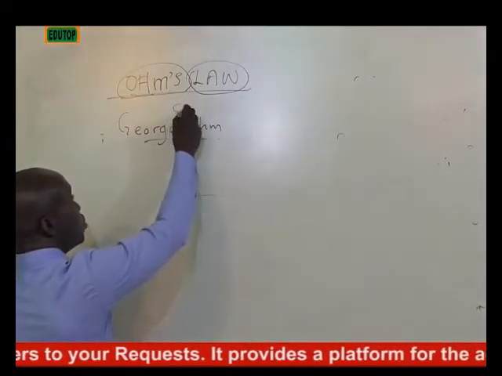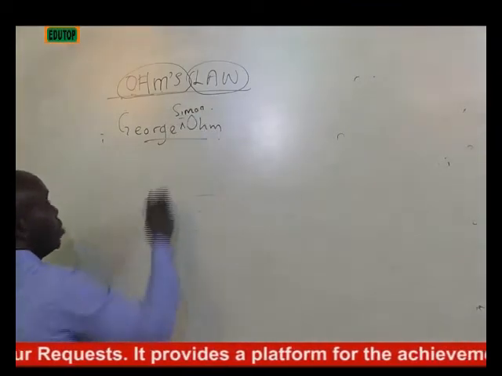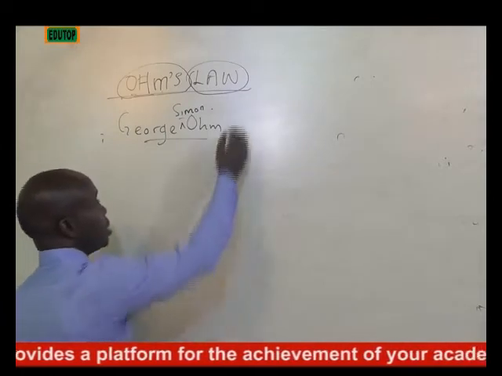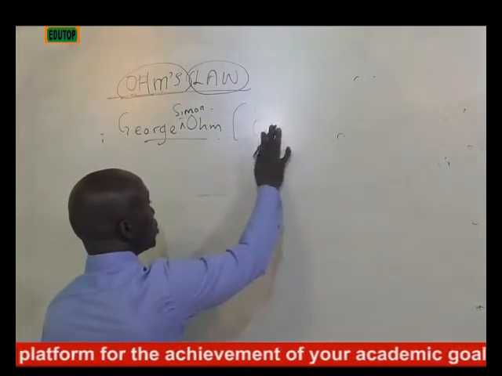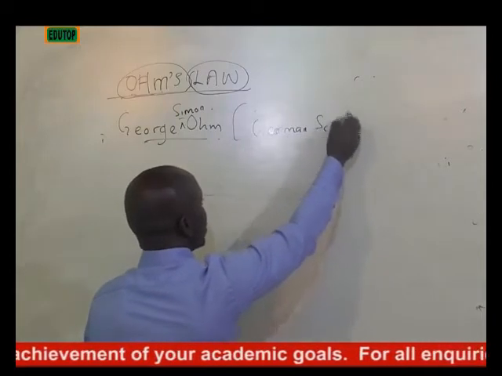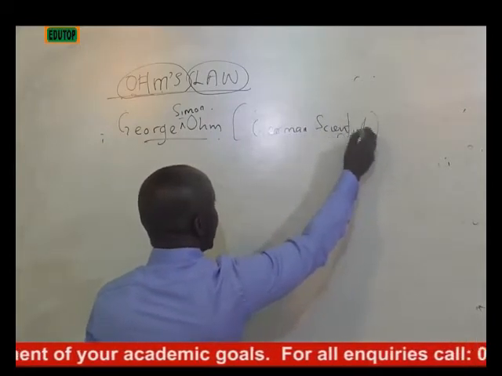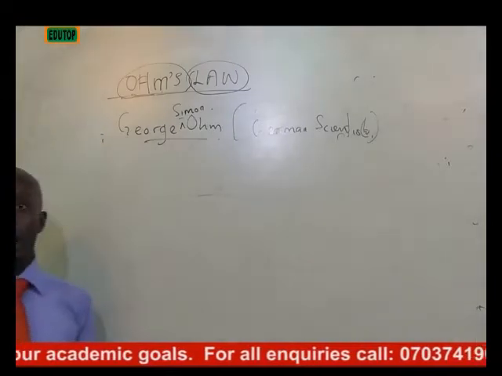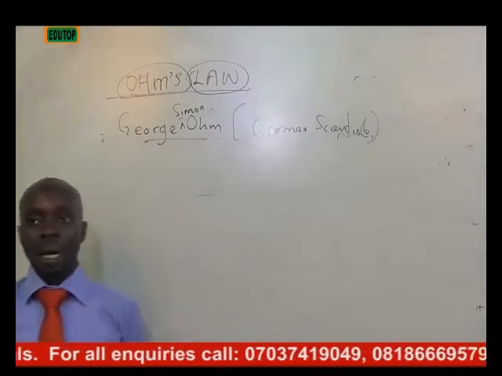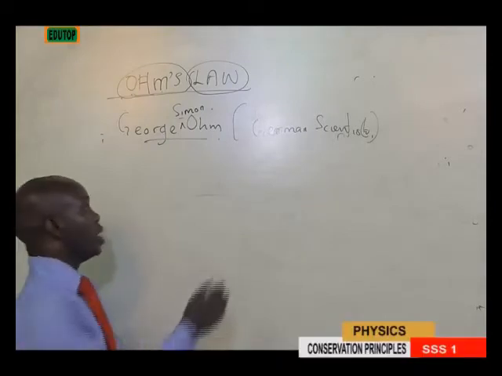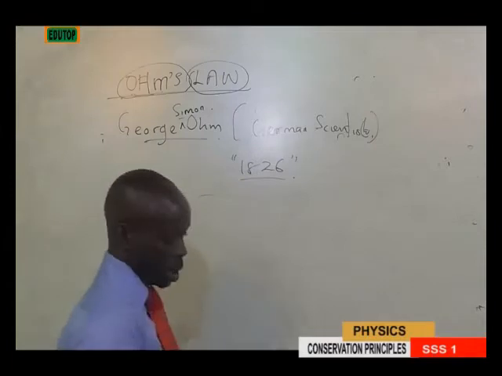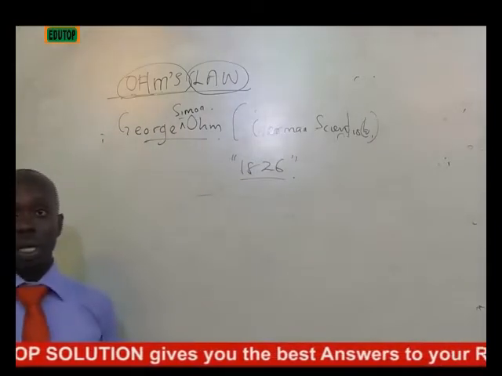George Simon Ohm. That's his third name, George Simon Ohm. Now, this George Simon Ohm is a German scientist, and he propounded this law in the year 1826. And you can see that was more than a century ago.